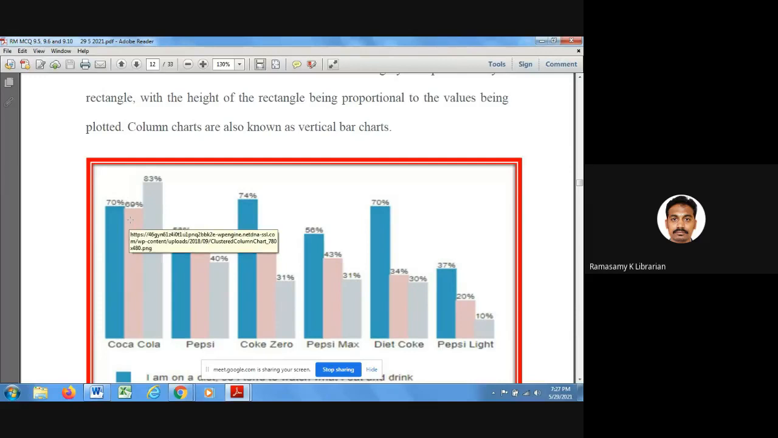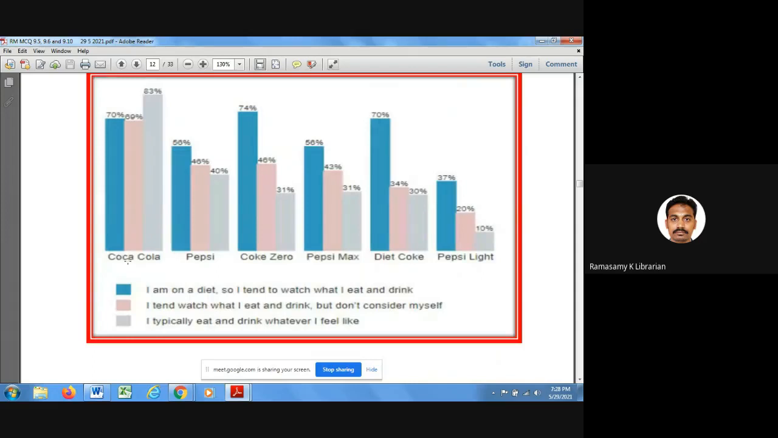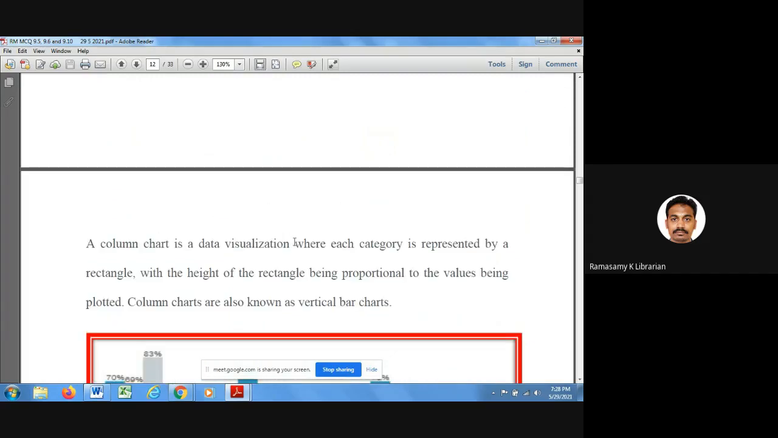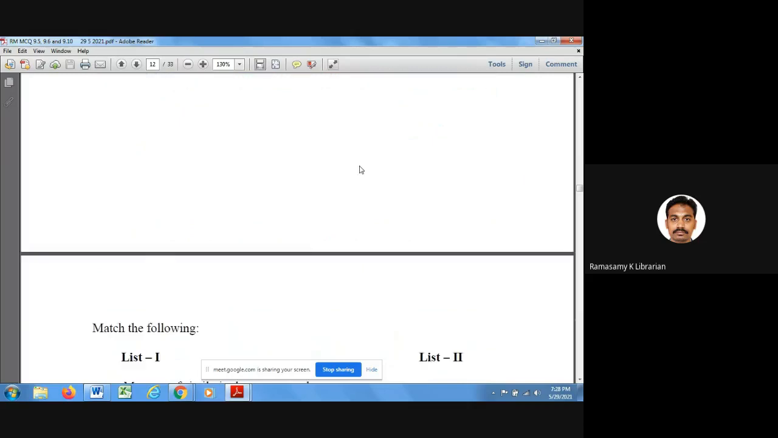It's a very, very simple one. Here, each and every column is a rectangle. The height of the rectangle is proportionate to the value it represents. For example, if you take Coke, 3 answers are there. The taller rectangle tells you that is the one having the highest frequency. So these rectangular bars kept together to represent an individual variable are called a column chart. It's also called a vertical bar chart. The other name for column charts is vertical bar charts. Let us move on.